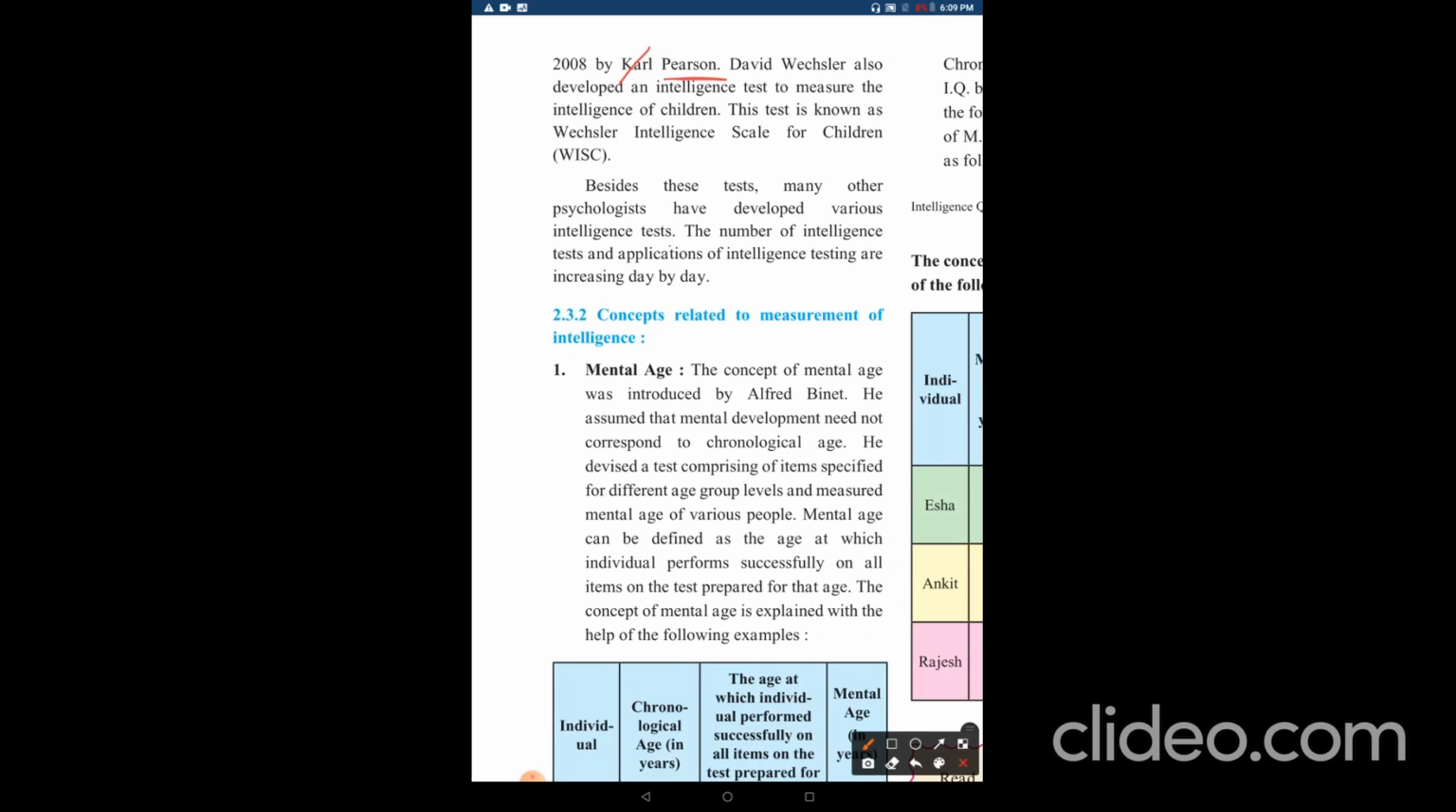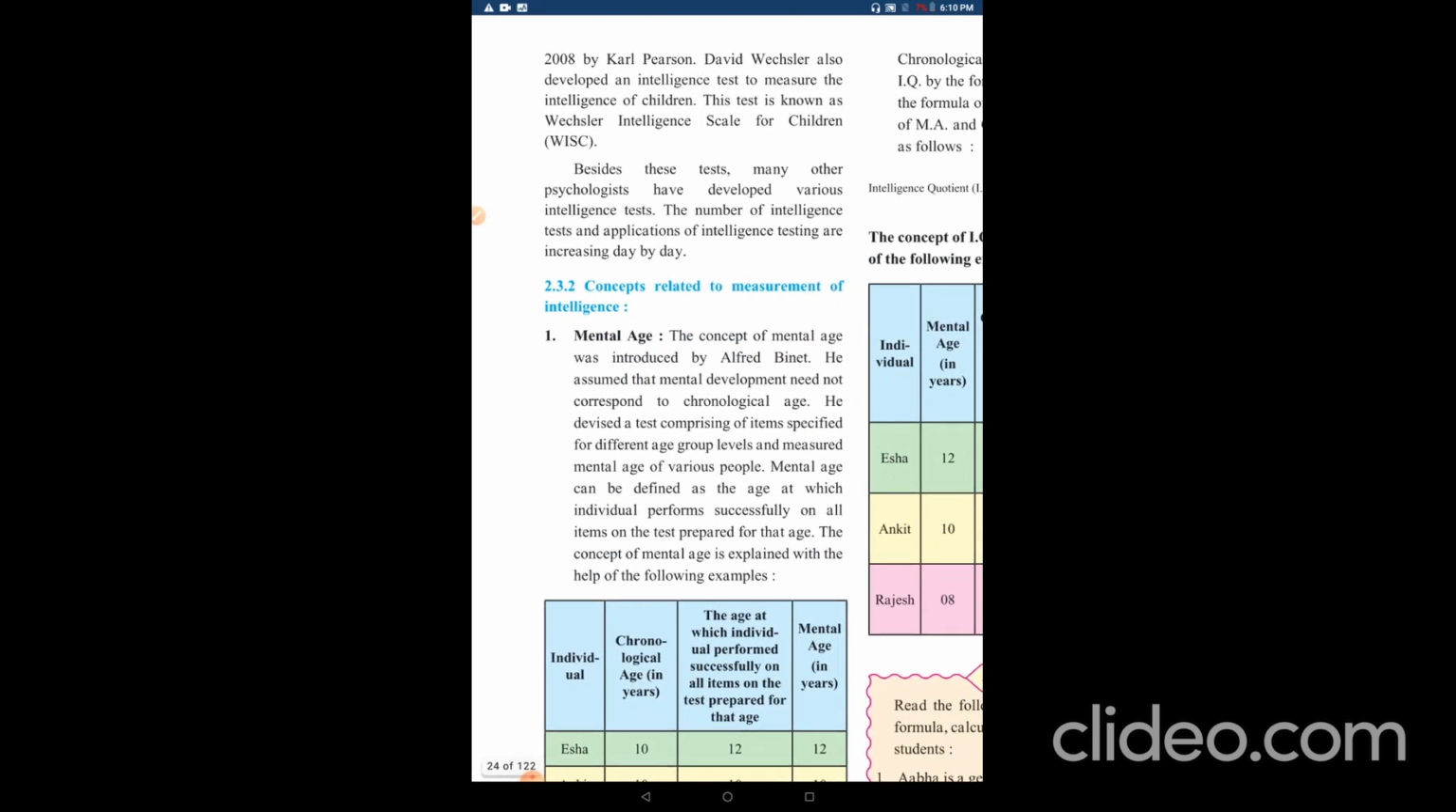David Wechsler also developed an intelligence test to measure the intelligence of children. As I already told you before, it is WISC, Wechsler's Intelligence Scale for Children. Besides these tests, many other psychologists have developed various intelligence tests. The number of intelligence tests and applications of intelligence testing are increasing day by day. So, if you plan on taking psychology in your graduation and masters, you will be taught many intelligence tests, and it is very fun administering it and also being a subject and getting it done. So, if you get a chance to do it as a subject or even administer it on someone else, please go and do it. It's really fun. So here we have completed the history of intelligence testing.